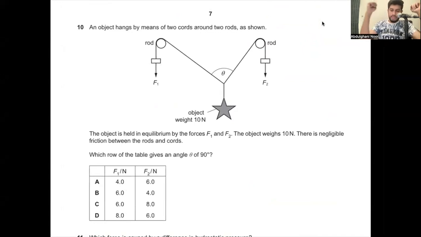Question 10 says, an object hangs by means of two cords around two rods as shown. The object is held in equilibrium by the forces F1 and F2. The object weighs 10 Newton. There is negligible friction between the rods and the cords. Which row of the table gives an angle of theta equal to 90 degrees?